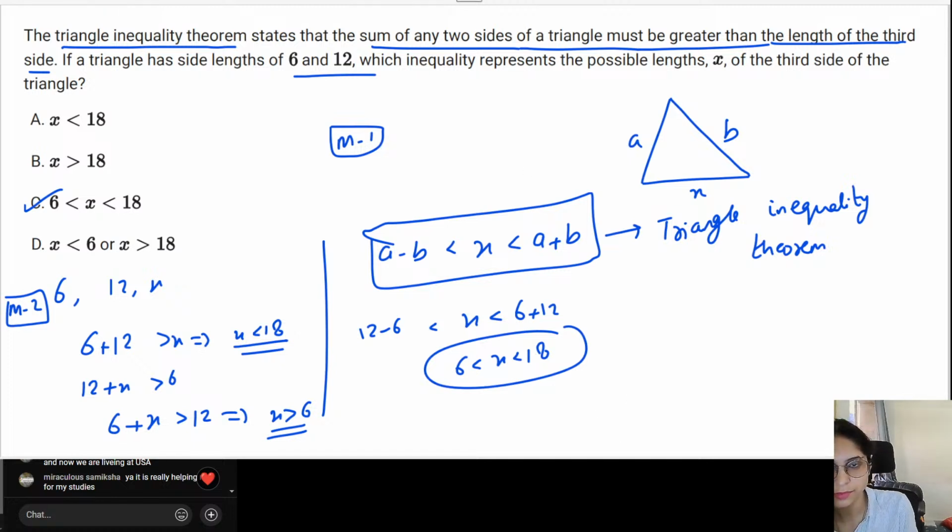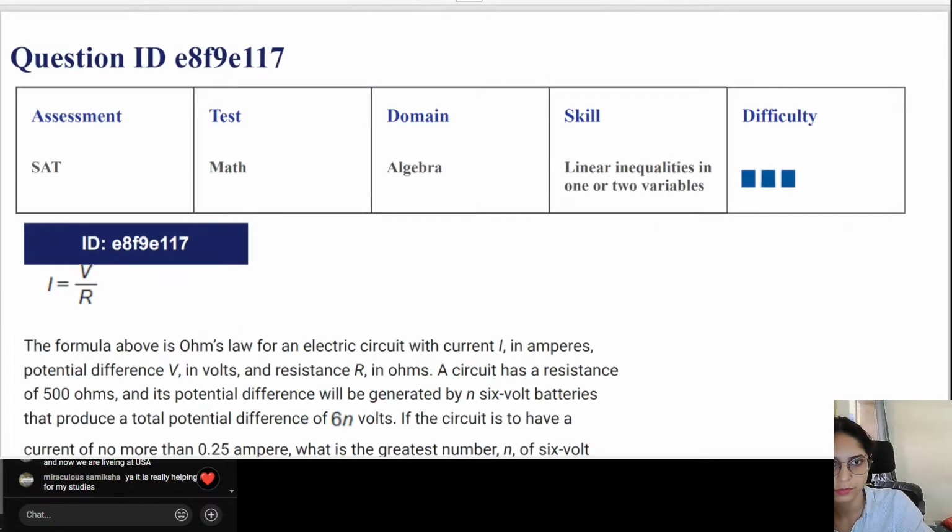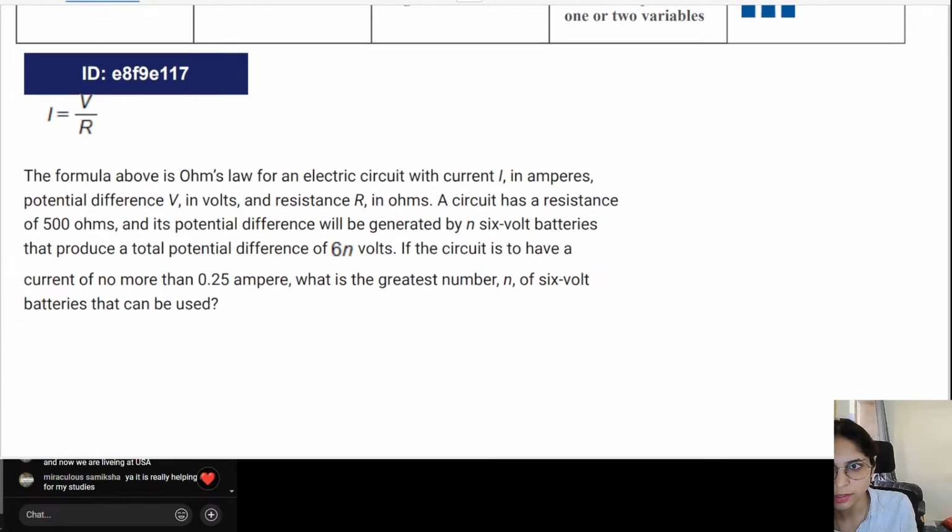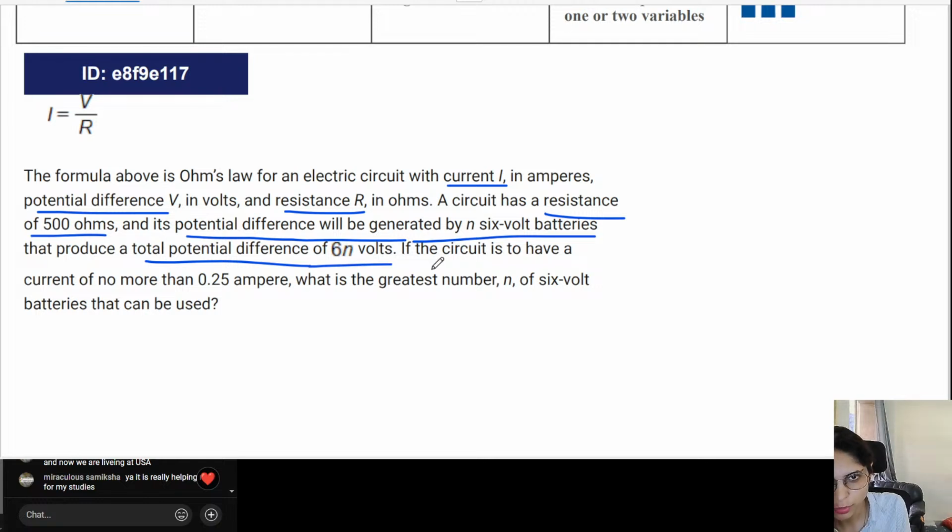Next is question number 27. Okay, I is V over R, current is voltage over resistance. This is Ohm's law. A circuit has a resistance of 500 ohms. R is the resistance. V is the potential difference. Current is I. And the potential difference will be generated by n 6-volt batteries. Total potential difference is 6n volts. If the circuit is to have a current of no more than 0.25 amperes, what is the greatest number n of 6-volt batteries that can be used?